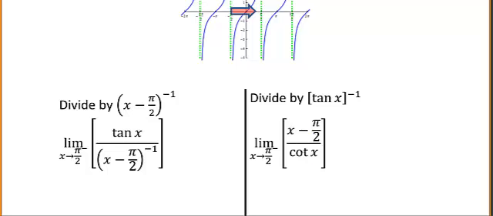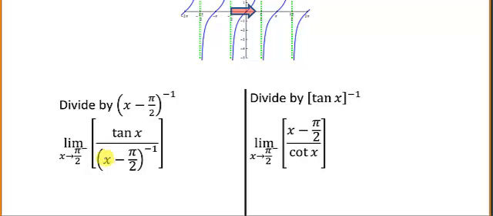Now the question is, is there a right or a wrong? Well, no, there's not a right or a wrong. There's maybe, though, an easy or hard. How would we like to apply L'Hopital's rule to the first form, where we divided by the reciprocal of x minus pi over 2? And how would we like to apply L'Hopital's rule to the second form, where we divided by cotangent, the reciprocal of tangent?